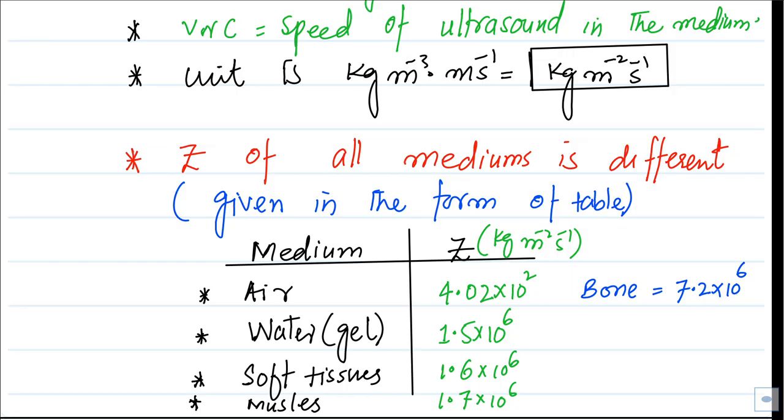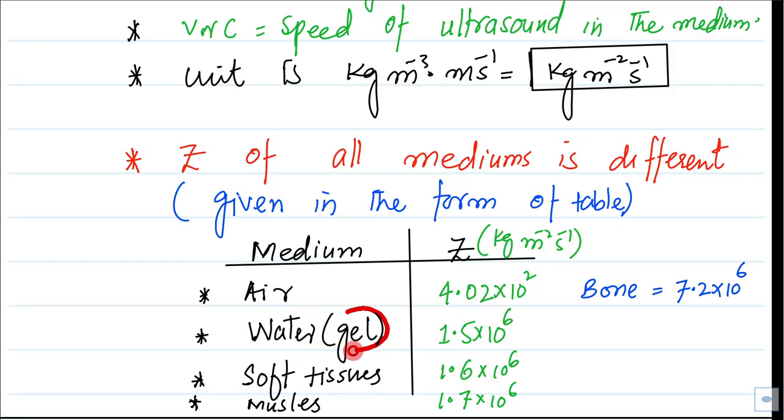Okay. Now here I have listed a few of the mediums with some of the acoustic impedance values. Here we go. In the first column mediums are there, and in the second column their acoustic impedances are there. Air has an acoustic impedance of about 4.2 times 10^2, that is almost 400, in kg m^-2 s^-1.